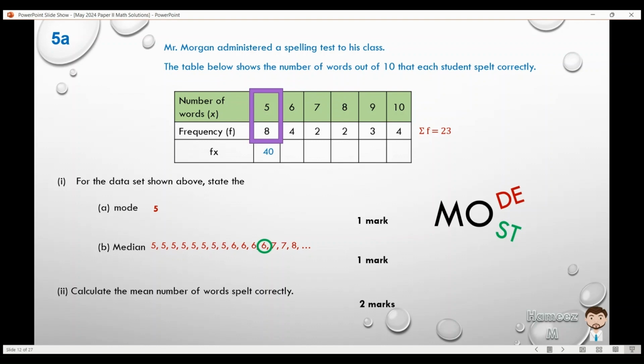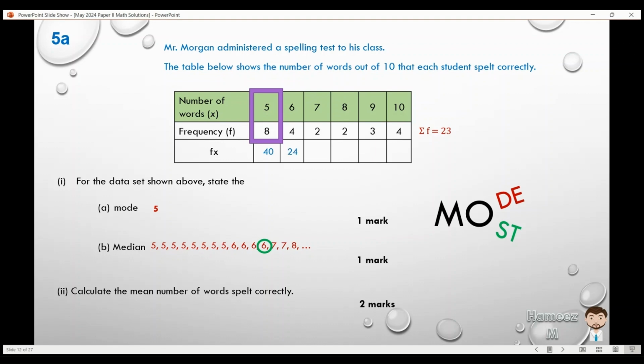And if we look at the first column on the left side, 5 can be indicated by the letter X and 8 by the letter F. So when we multiply them, it will be F times X. Similarly, for the next 4 terms, as we have written out in part B in median, one student got 6 words right, and another got 6, and another got 6. 4 of them got 6. So 6 fours are 24.